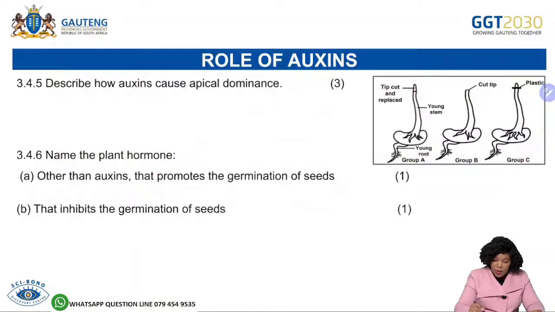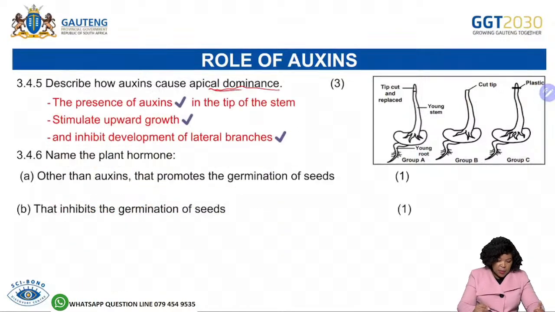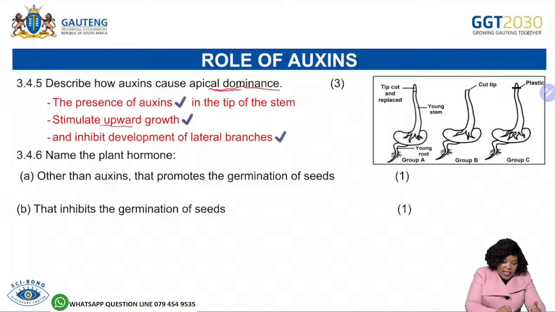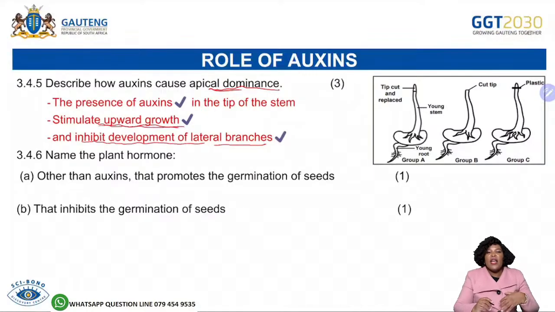Continuing with the same question, describe how auxins cause apical dominance. Now, apical dominance, you spoke about this with Suki earlier. Let us see. The presence of auxins in the tip of the stem is going to stimulate the upward growth, and it is going to inhibit the development of lateral branches. So when it is apical dominance, it is allowing the plant to grow upwards.